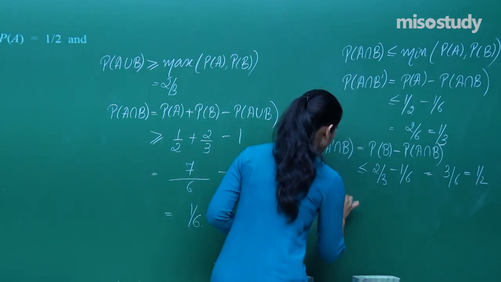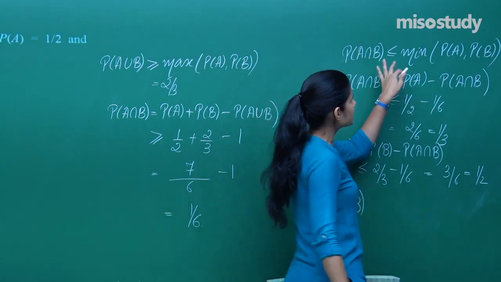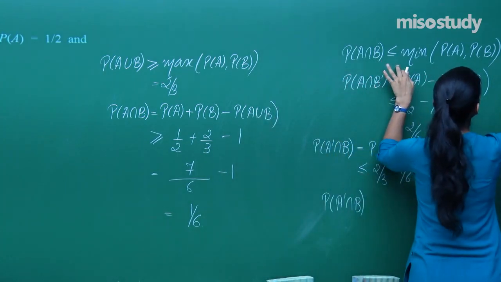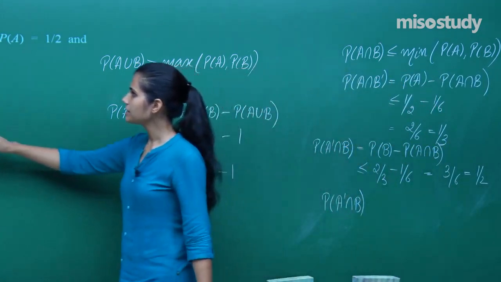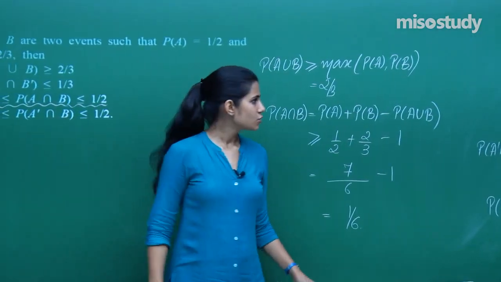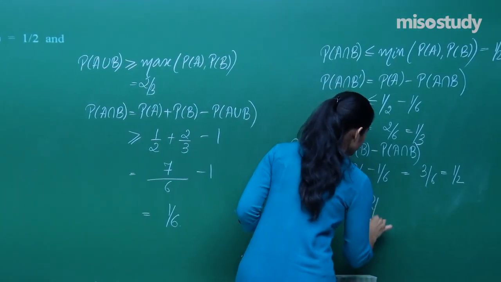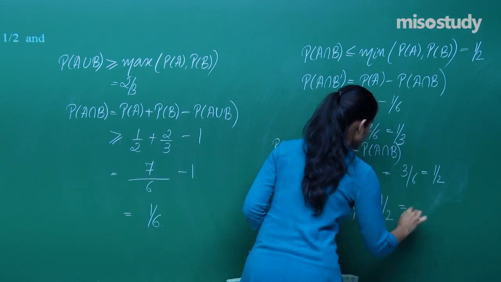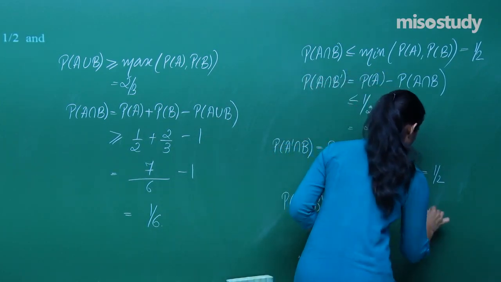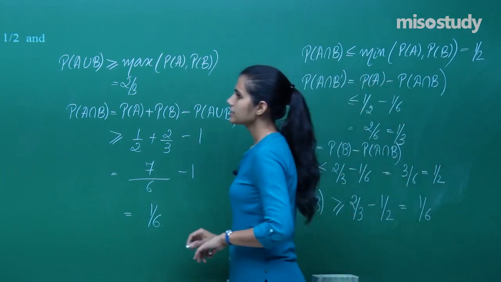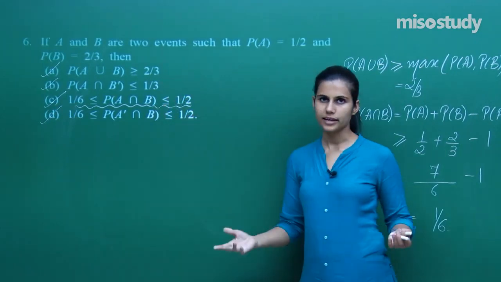Moreover, probability of A intersection B is less than or equal to 1 by 2. Right, probability of A intersection B is less than or equal to 1 by 2. So minus of it is greater than or equal to minus 1 by 2. What is this? 4 minus 3, that is 1 by 6. So this is greater than or equal to 1 by 6 and less than or equal to 1 by 2. Yes, so all the 4 options are correct.